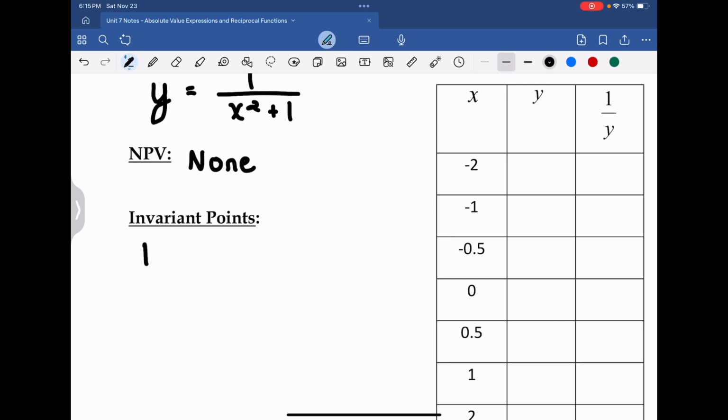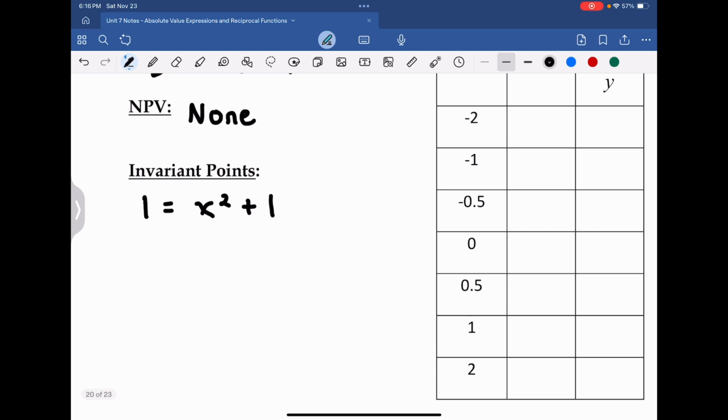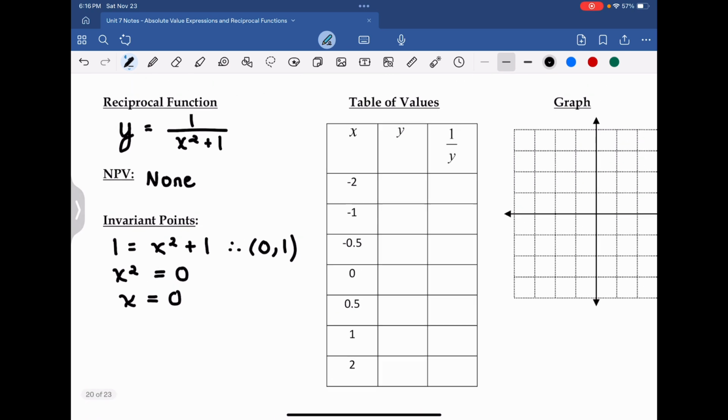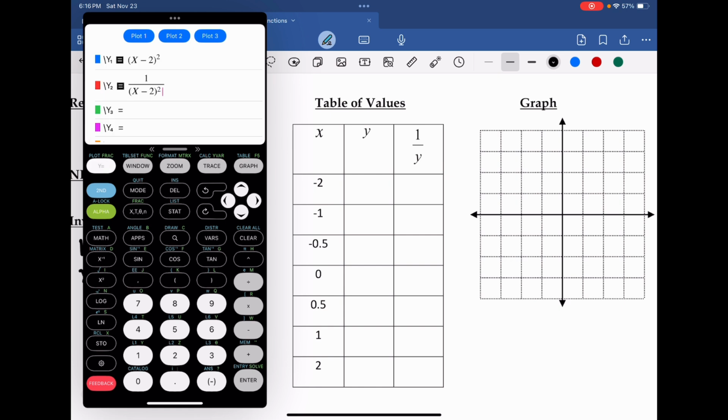Invariant points, we want to set it equal to the original. So we're going to go 1 is equal to x squared plus 1. In this situation, if I subtract 1 from both sides, x squared is equal to 0, meaning x is just equal to 0 for the invariant point, and there's only one of them. So that's kind of interesting. We have 0 and 1, because we want to put the x first. So we have no MPVs, one invariant point. Interesting enough. Let's create our table of values.